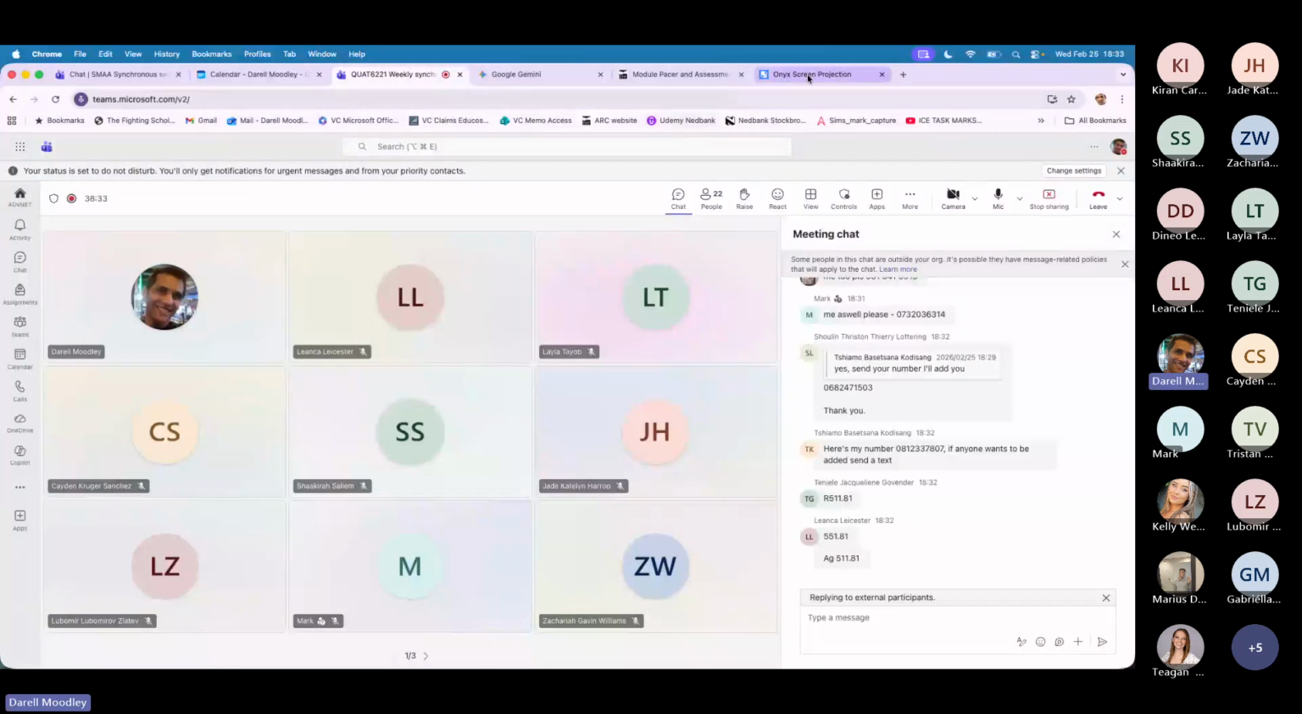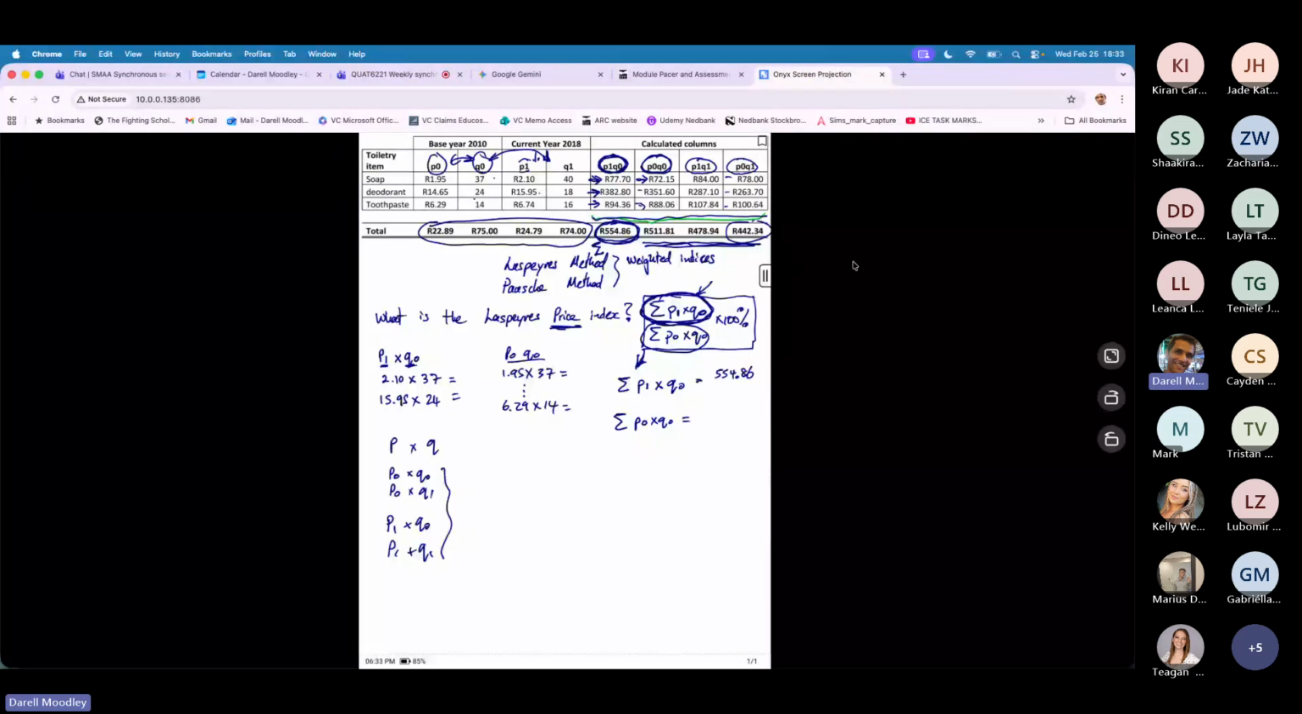Excellent. That's right. It's 511.81. Exactly. You're looking for the P naught Q naught column, which is this column, and the total is very good. Nice work. That's the total, 511.81. So now we have all the values to plug into this formula. We've done all the hard work. Let's plug in the values. So we're going to take these two numbers, divide them by each other and multiply by 100%.